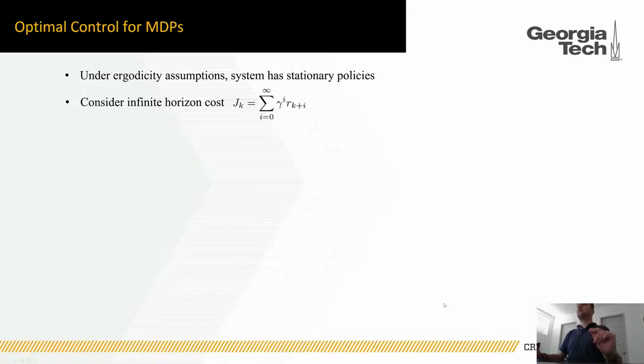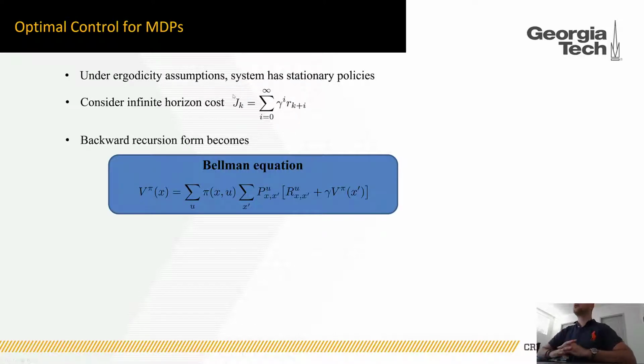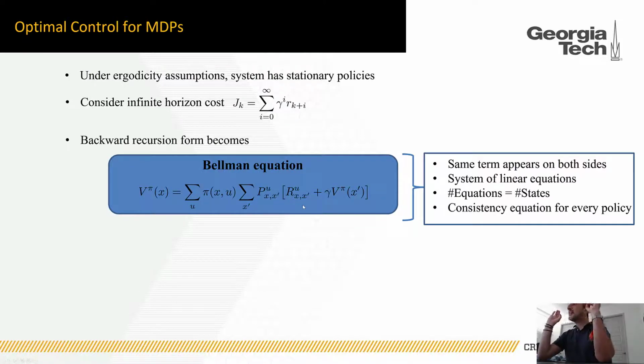Okay, so now, under ergodicity assumptions, the system has stationary policies. So let's say now that instead of going to a finite horizon, I go to infinite horizon. So then what I can do, my backward recursion that you saw before becomes the Bellman equation. Okay, so this is again the future, and this is where I am right now. Okay, so you can see that the same term appears on both sides.